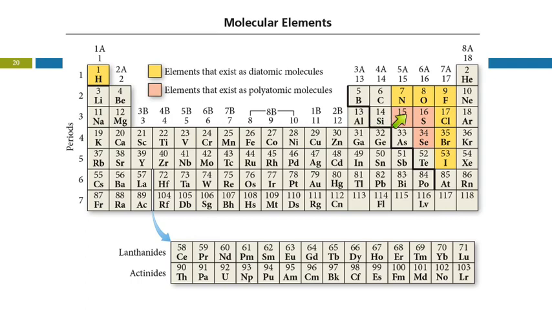This periodic table also shows some polyatomic molecules. That's nice, but we don't need to remember that. So how do we remember these 7 diatomic molecules? There's a couple of different ways.